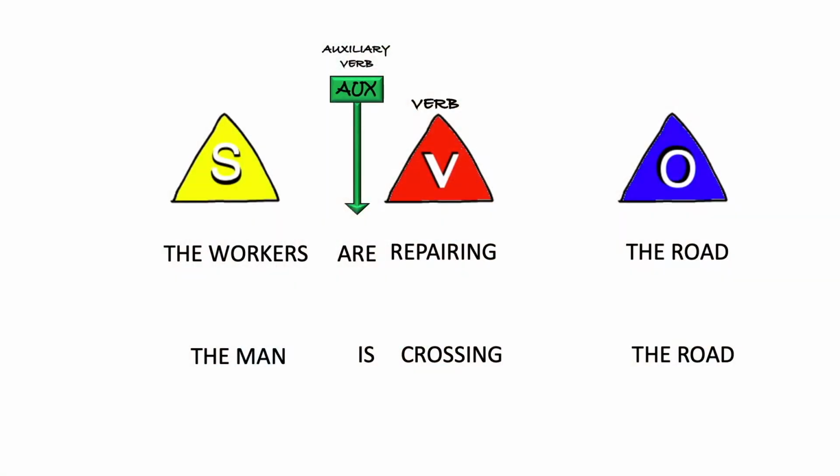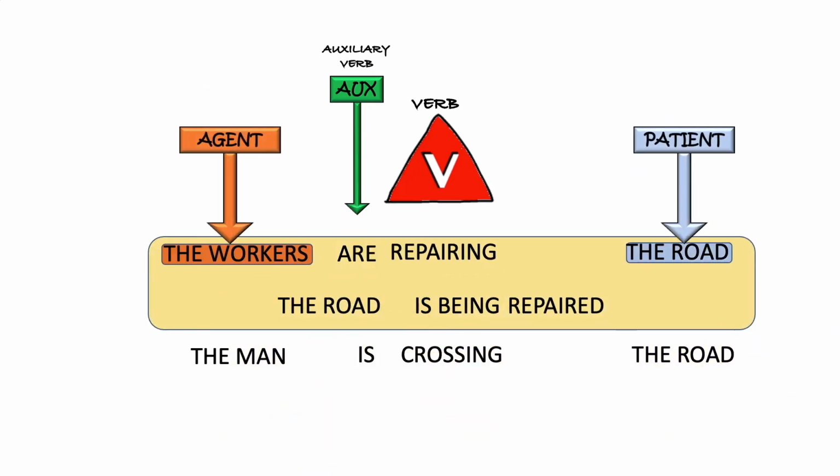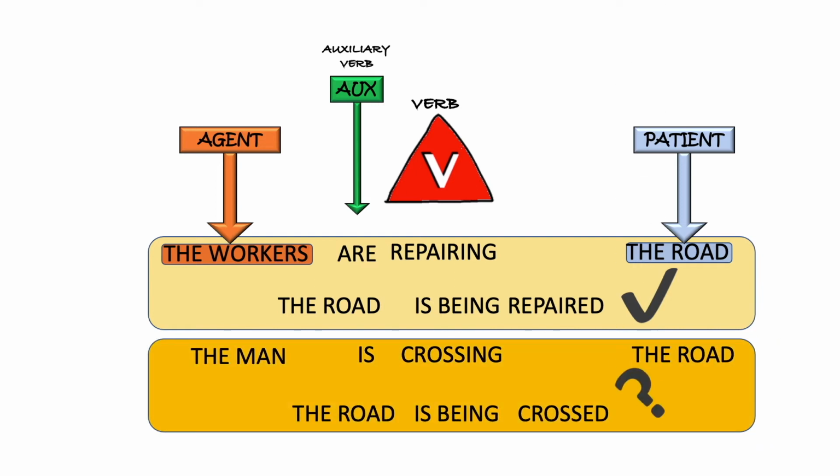And this is why I think we need to talk about agent and patient here, rather than subject and object. The workers are repairing the road, and the man is crossing the road, have the same subject, verb, object, grammatical structure, but one of them can be expressed very naturally in the passive, while the other sounds strange.